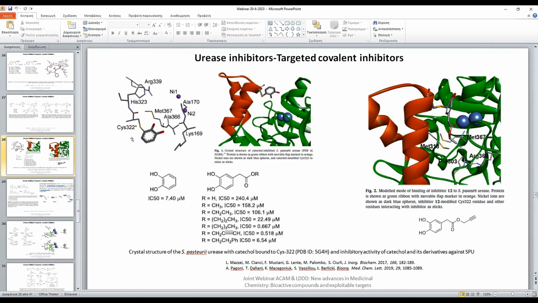And inspired by that, we said, what are we going to do? Simple organic molecules containing catechol. We made several esters. Again, through molecular modeling, we observed the covalent bond formed with cysteine 322, but there were no other interactions with the rest of the active site. Actually, there were very simple structures, not well designed. The most potent of this series was this ester, which contains a catechol group and a triple bond.